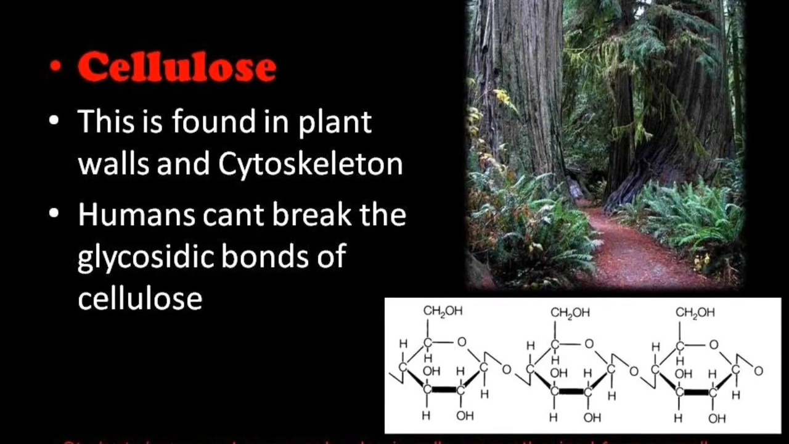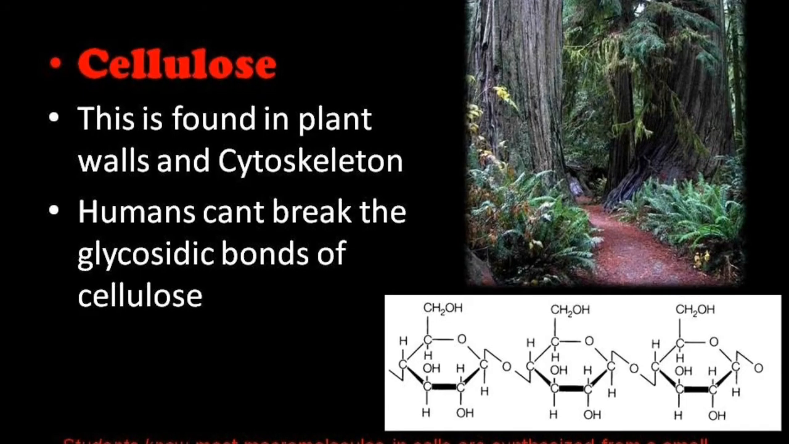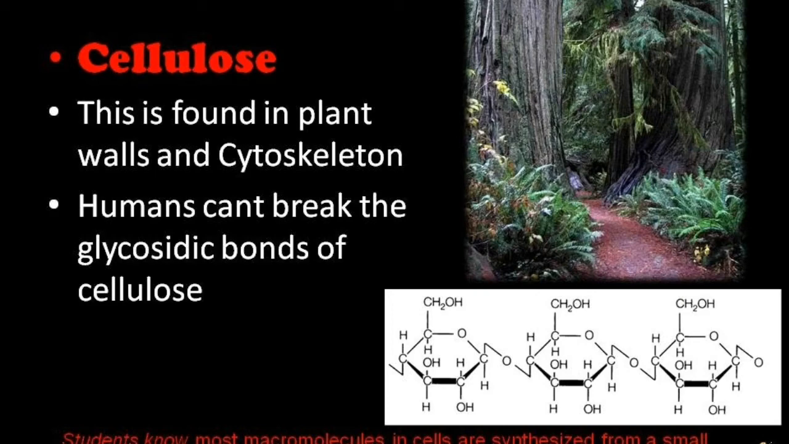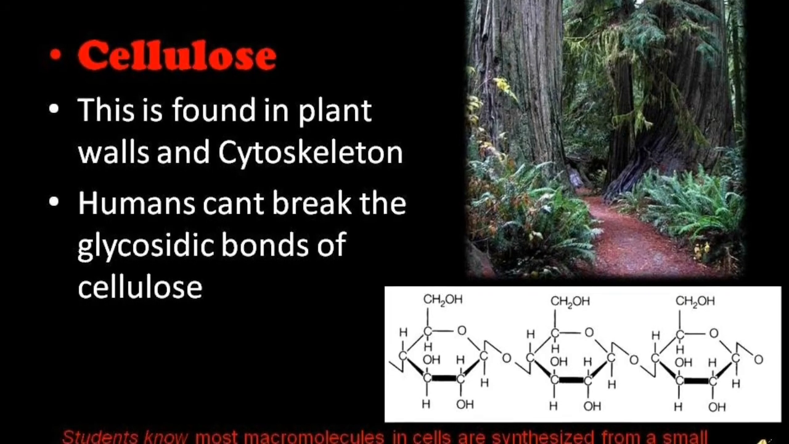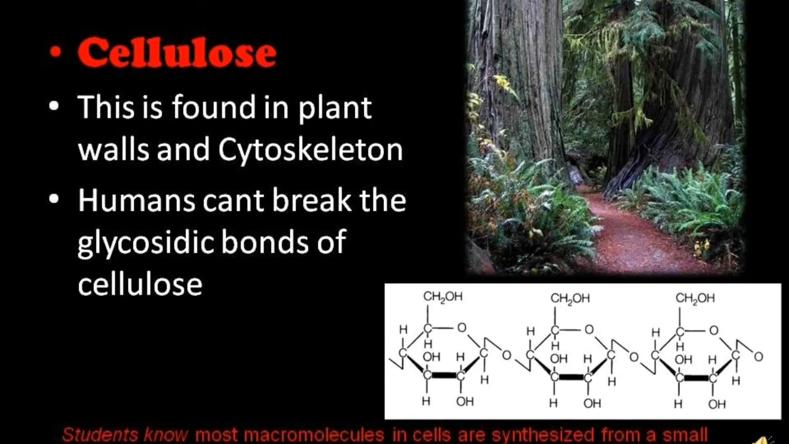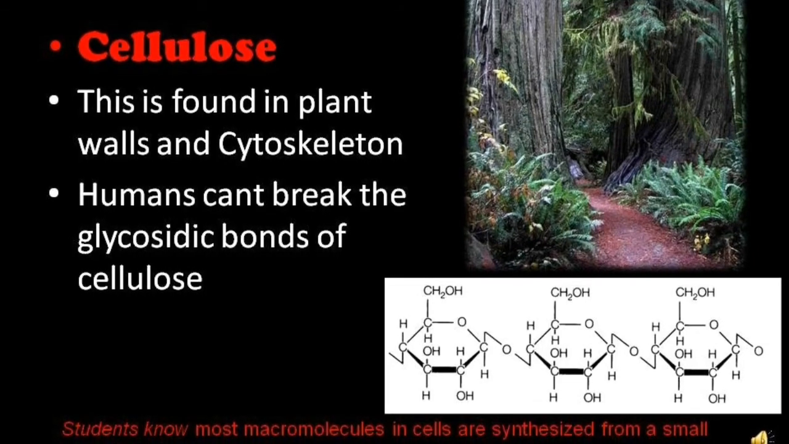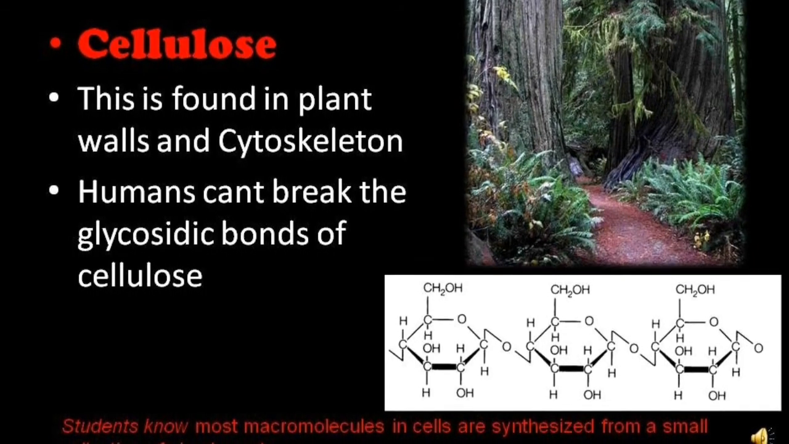Grass, you can't just go eat some grass. Cows can, but that's because they have a special digestive system that has bacteria that actually break it down and eat it for them and do the digestion for them. So you have to have special adaptations to break down cellulose.